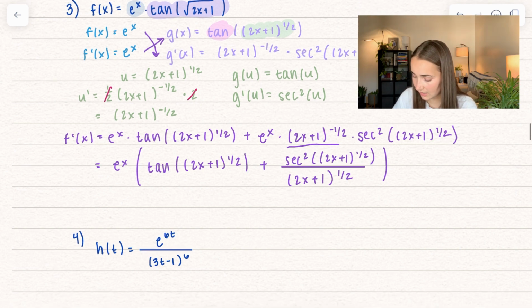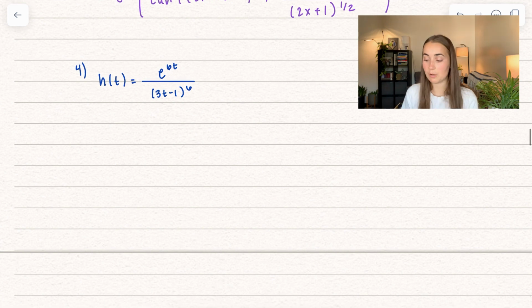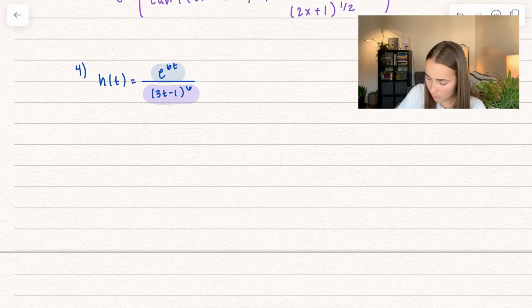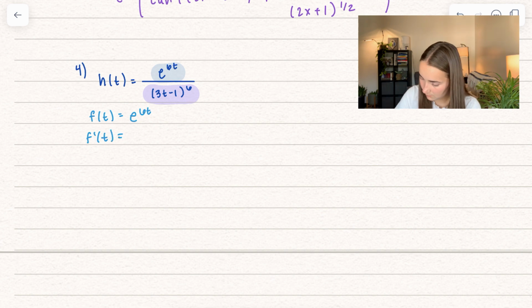Let's go ahead and try that again. Now we're going to use quotient rule with chain rule. So here I have my numerator is equal to e to the power of 6t, and then I have my denominator is 3t minus 1 to the power of 6. Let me go ahead and write those out. Alrighty, so let's go ahead and take these derivatives.